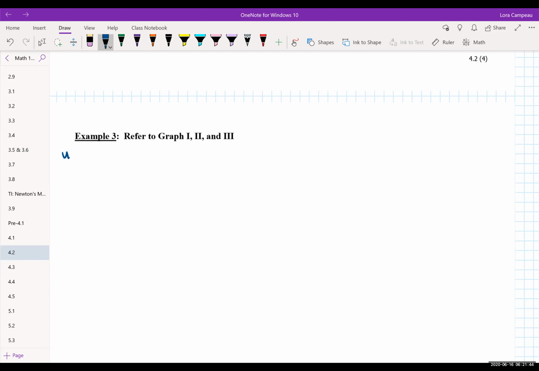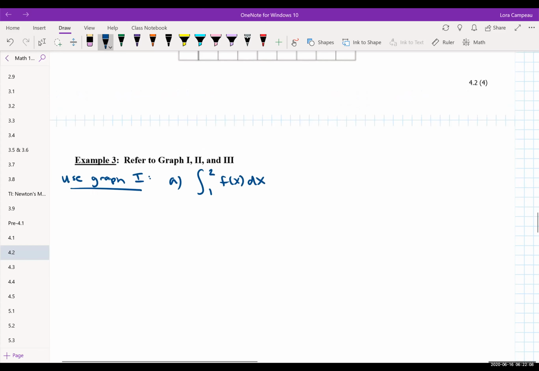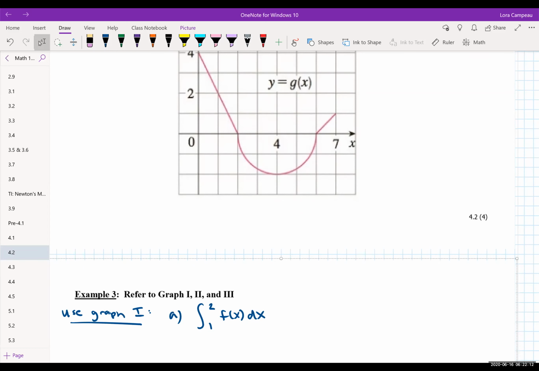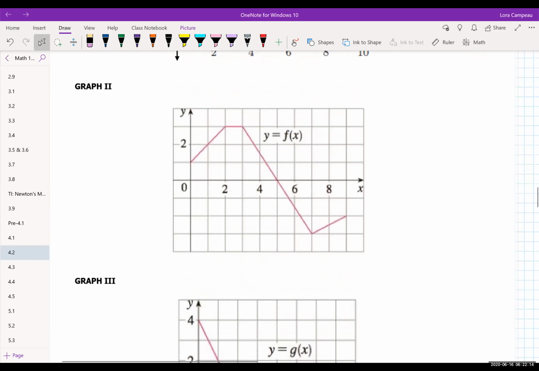I'm going to have us first refer to graph 1 to find the following. Let me give you something like the integral from 1 to 2 of f of x with respect to x. Let's look at this a little more clearly. Let me go back to graph 1. Looking at the limits of integration, x equals 1, x equals 2. So let's look at that, graph 1.